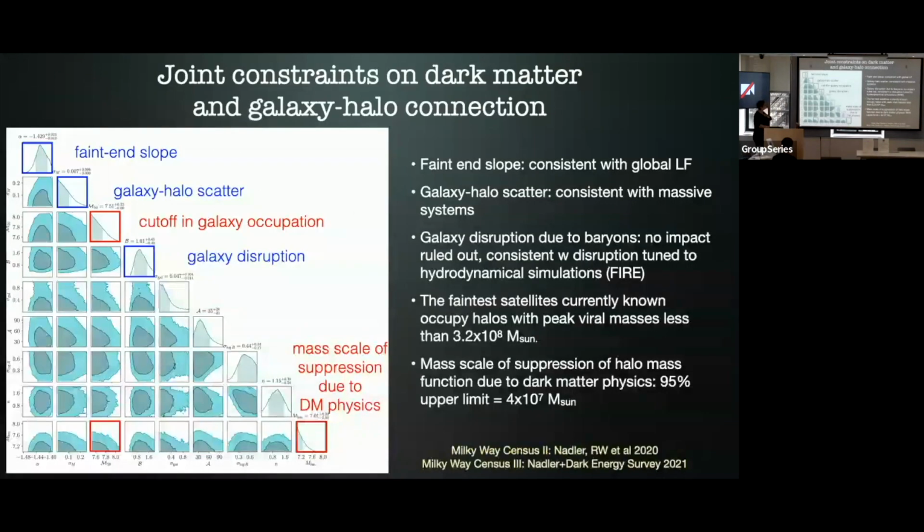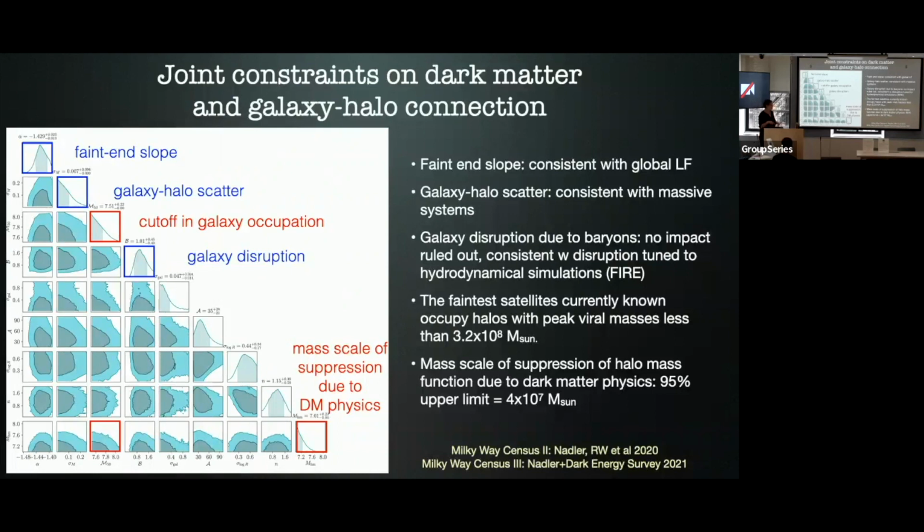I mentioned that we jointly constrain the dark matter physics and the galaxy halo connection. In the model that I told you about, we have a full model for the galaxy halo connection, which includes what the disk might do, scatter in the galaxy halo connection, and the faint end slope. And these things are actually reasonably well constrained. For galaxy disruption, some of you who pay attention to this field might know that the FIRE simulations have indicated that some satellites are disrupted. We're consistent with what they predict, but with some error bar.